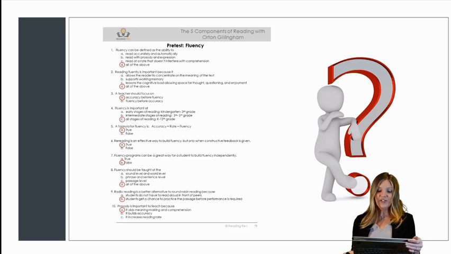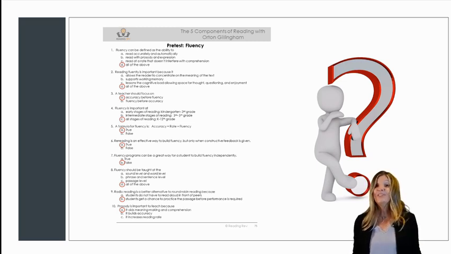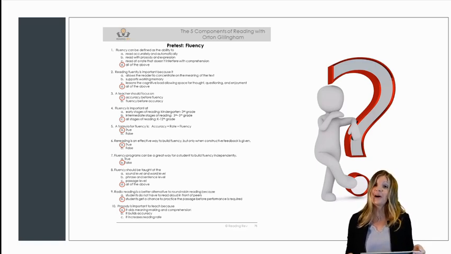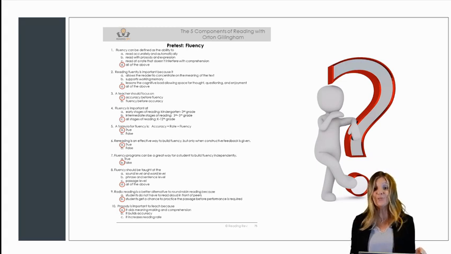Number 3, a teacher should focus on A, accuracy before fluency. Number 4, fluency is important at all stages, K through 12th grade. C. Number 5, a formula for accuracy is accuracy plus rate equals fluency. That is true, but we also want to make sure that we're adding prosody, expression, and comprehension to that. Number 6, rereading is an effective way to build fluency, but only when constructive feedback is given. True. Number 7, fluency programs can be a great way for students to build fluency independently. False. They need that constructive feedback.